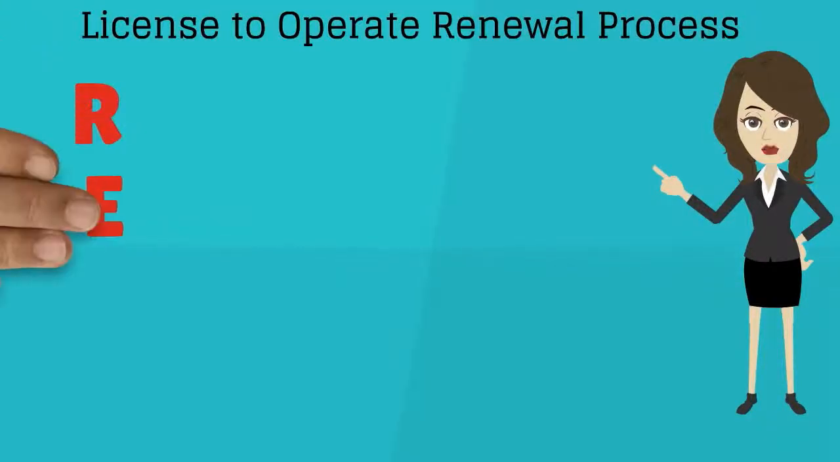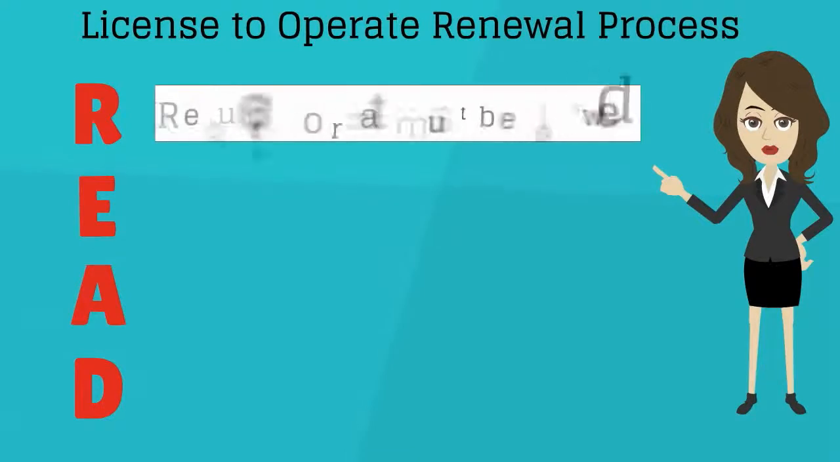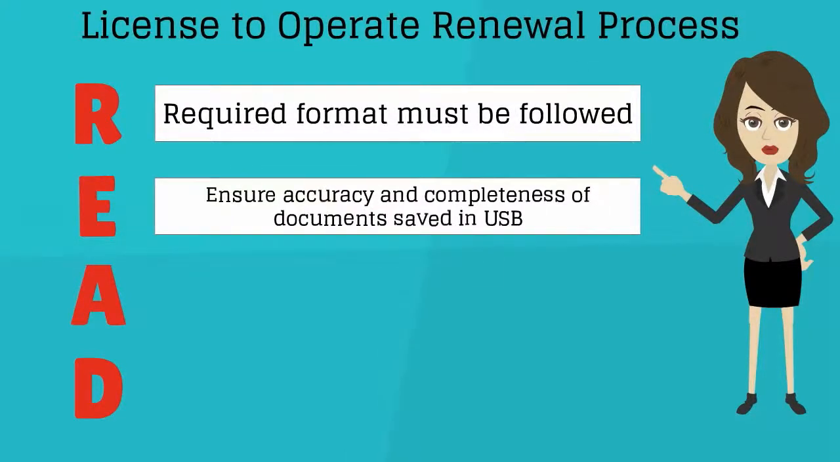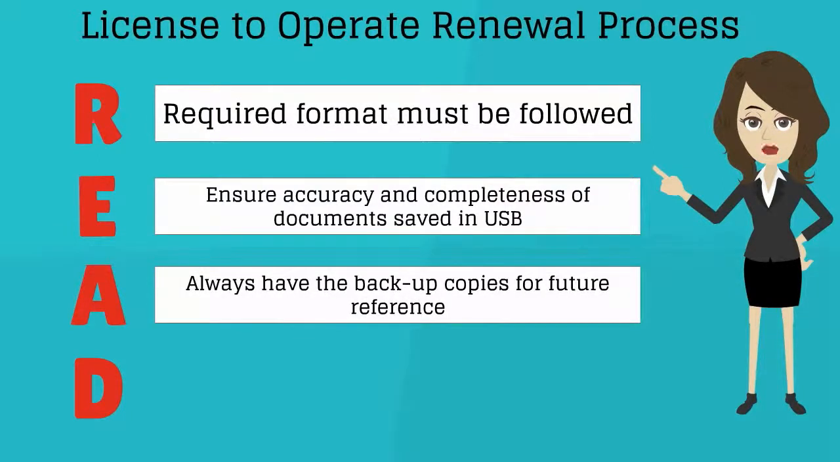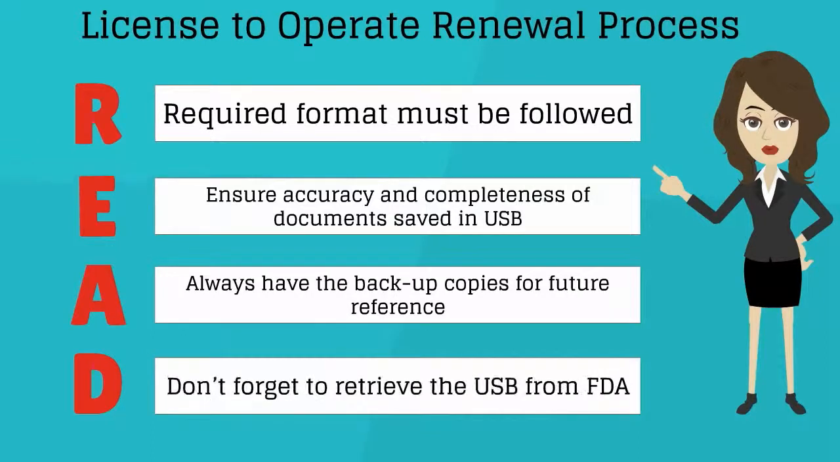Important points to remember are: R, E, A, D. R: Required format must be followed. E: Ensure accuracy and completeness of documents saved in USB. A: Always have backup copies for reference. And D: Don't forget to retrieve the USB from FDA.